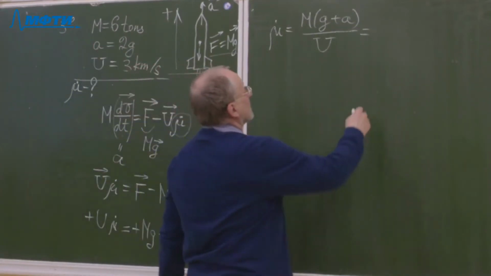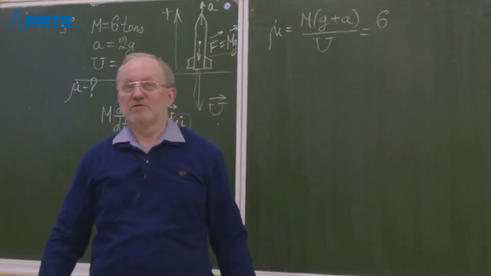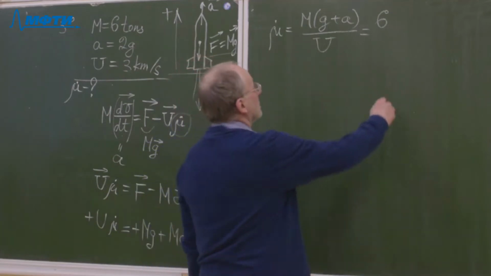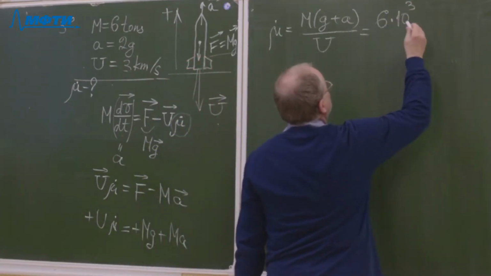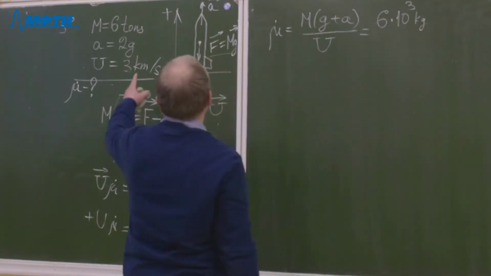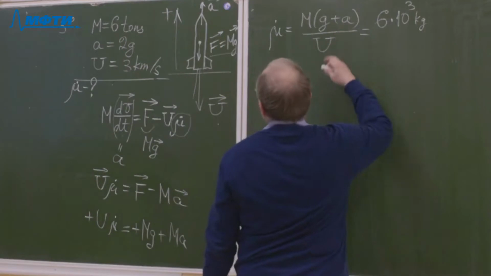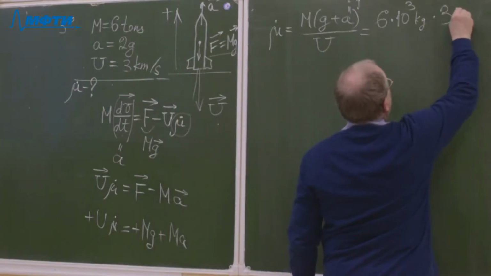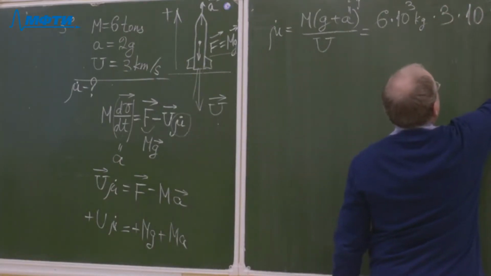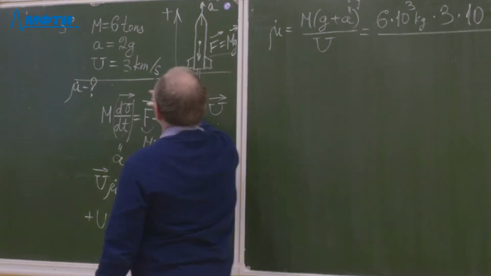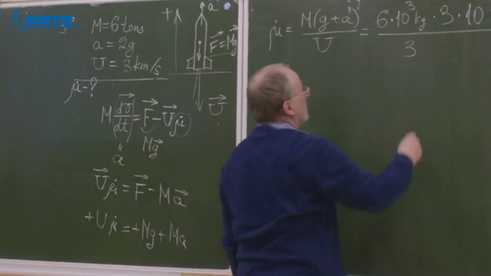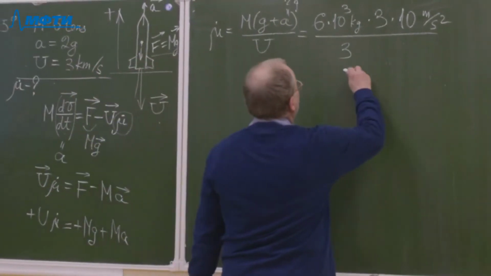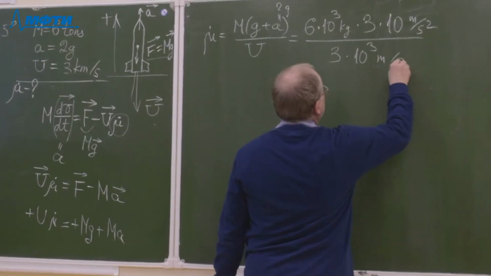Mass of the rocket, 6 tons. Ton is not the basic unit in international systems. Ton should be converted to kilograms, that is 6,000 kilograms, the mass of the rocket. g plus a, a equals 2g, so this is 3g if I take g like 10 meters per second squared, and divided by u, which is 3 kilometers per second. Kilometer is also not a basic unit, and we should convert everything to the basic units. So 3 kilometers per second will be 3,000 meters per second.